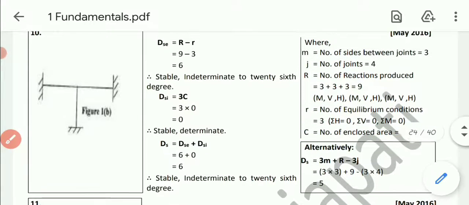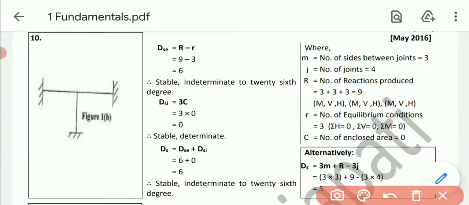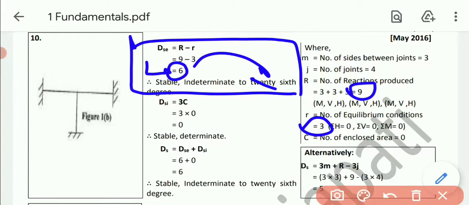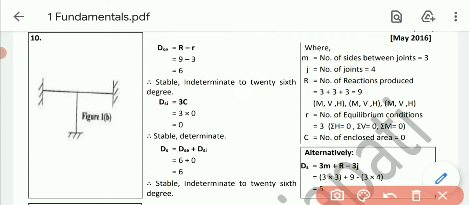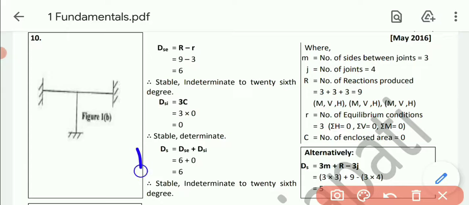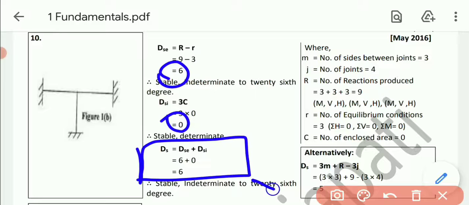So as we have got all the answers, finally first of all DSE, capital R minus small r: capital R is 9, small r is 3, 9 minus 3, answer comes 6. So stable and indeterminate to 6th degree. Okay, by mistake I have interchanged this one with the previous one. Then DSI is 3 times C, C is 0, 3 times 0 is 0, so stable and determinate structure. Finally DS, that is 6 plus 0, answer comes 6. So over here also there is an editing correction: stable and indeterminate to 6th degree.